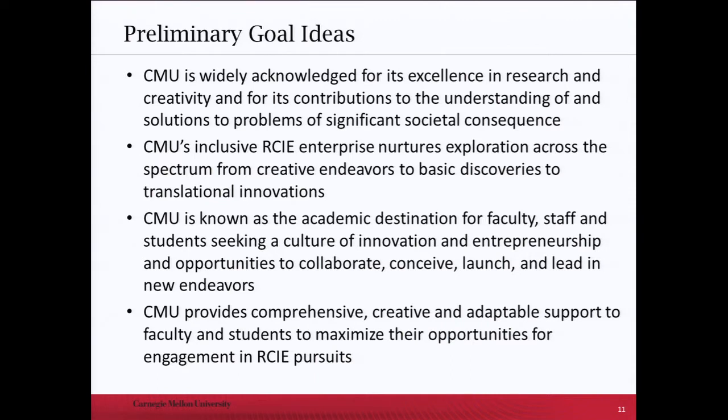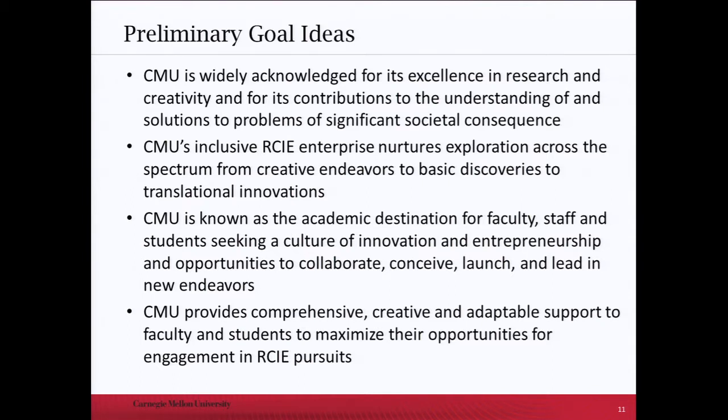So here are the high-level goals, and you might even call these values if you want to use a different word, because Carnegie Mellon is already a great university. We've already achieved these to a great extent. So you can look at these and say, well, what's the goal? We're there, but there's always room for continual improvement, and that's where we're gathering ideas, is how to continue to advance.